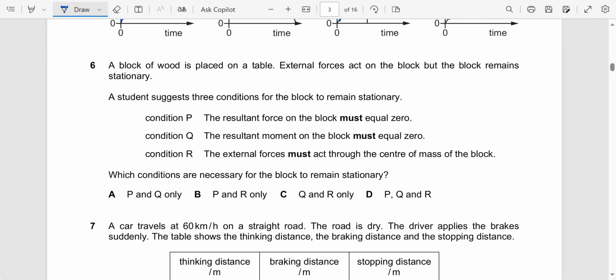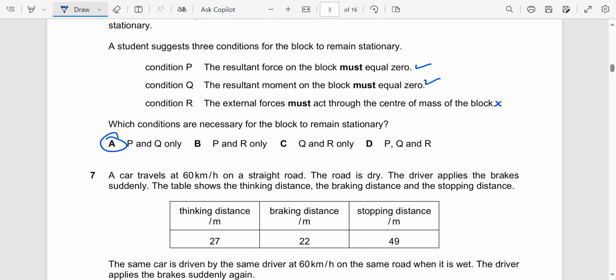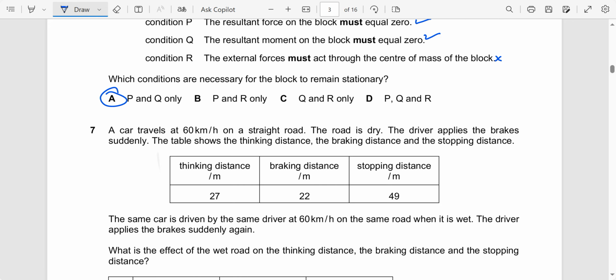A block of wood is placed on a table. External forces act on the block and the block remains stationary. Students suggest three conditions for the block to remain stationary. The resultant force on the block must be equal to 0. The resultant moment on the block must be equal to 0. The external forces act through the center of mass of the block. That is not compulsory. So P and Q are the ones that are necessary for the object to remain stationary.